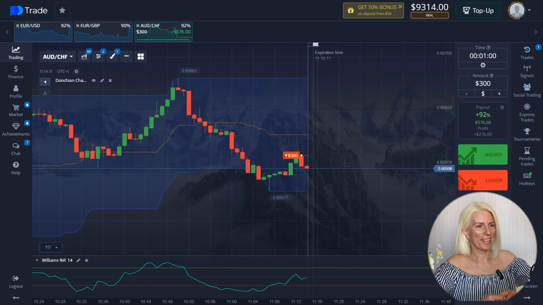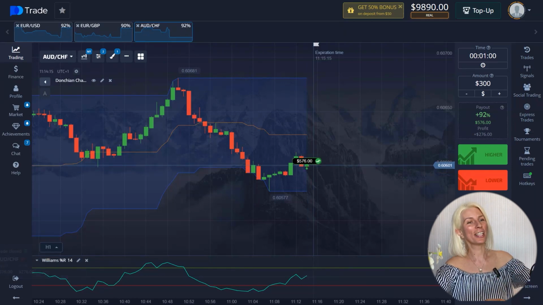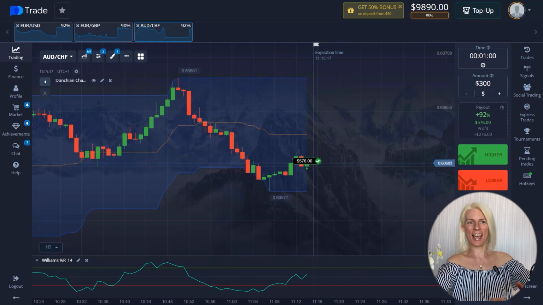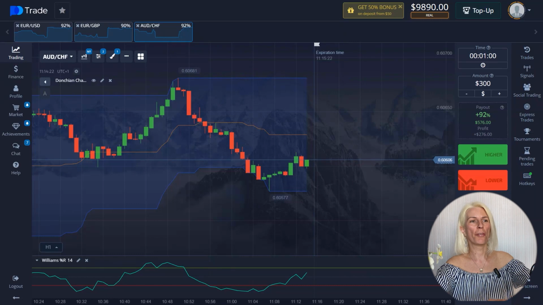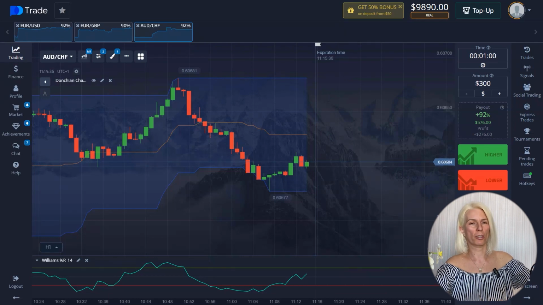And my trade ends. There it is, I get another $276 as a profit. We can continue, and I would like to know the opinion of some experts who believe that the minute time frame is not suitable for novice traders. They attribute this to market noise, a large number of false signals, and a strong emotional load.